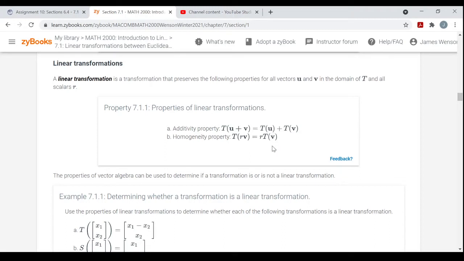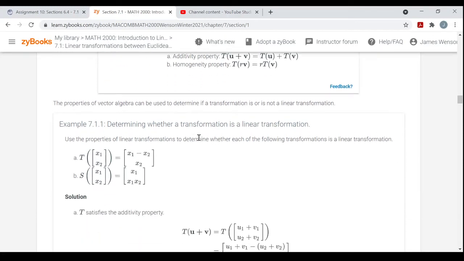Now putting these together basically tells me that any linear combination in the domain is going to be the same linear combination of their outputs. It's going to be preserved in the codomain. That's what they mean by preserve the properties of additivity and homogeneity.